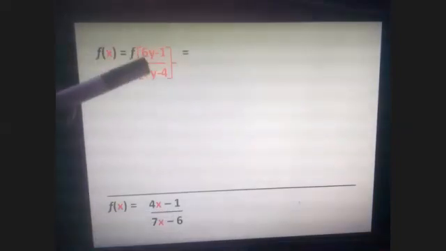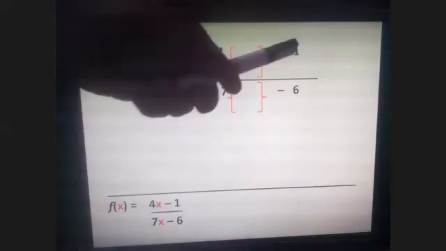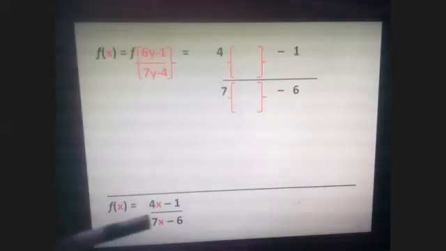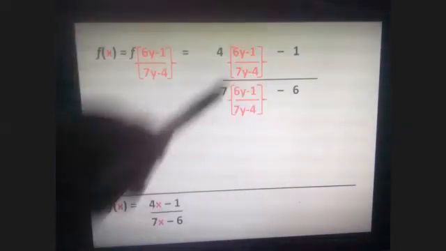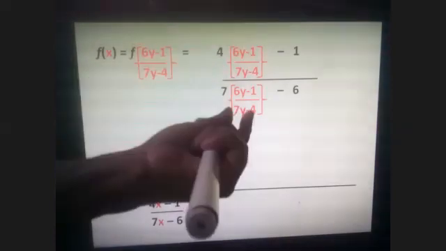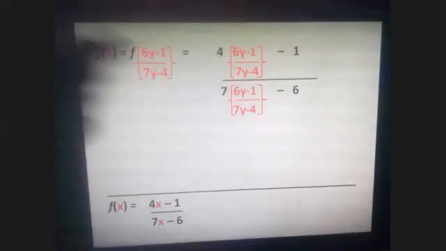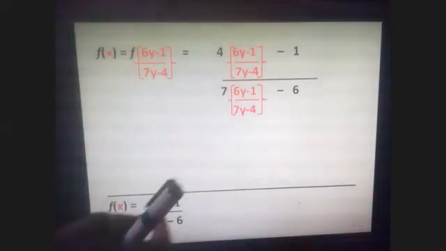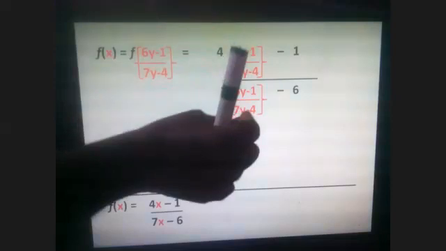F of this will be 4 into this. 4 into x. What is x? This. Minus 1 by 7 into x minus 6. 4x minus 1 by 7x minus 6. But instead of x, I replace this. Instead of x here, I replace with this term, (6y minus 1) by 7y. f(x) is (4x minus 1) by (7x minus 6). F of this quantity is 4 into this quantity minus 1 upon 7 into the same quantity minus 6.